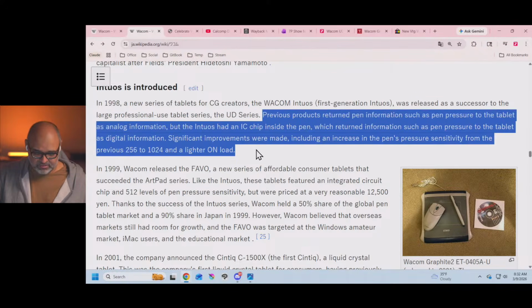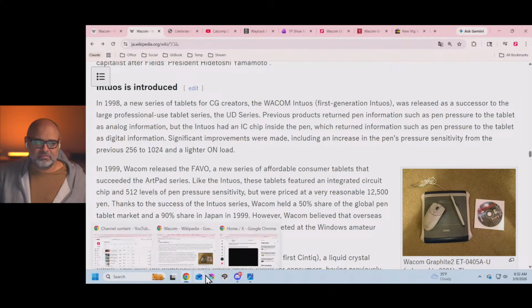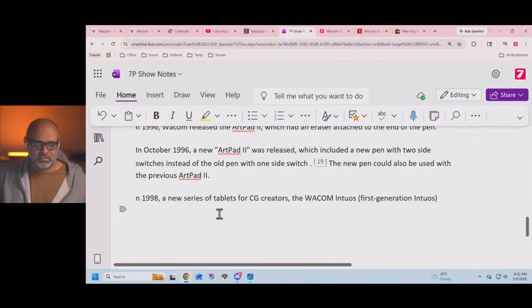And it says we also got an increase from 256 pressure levels to 1024, and a lighter on-load. I think that means lower IAF. Okay. So let me write this down.